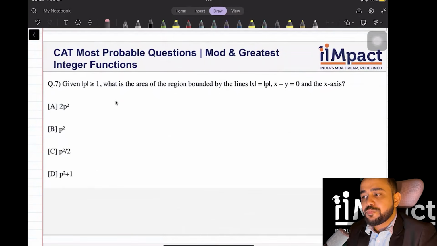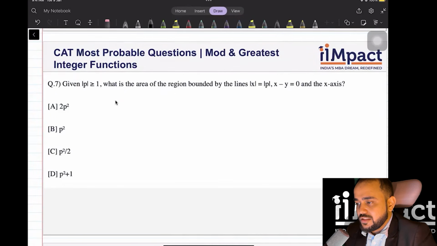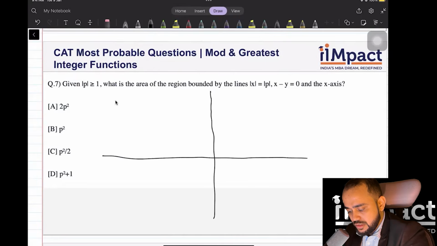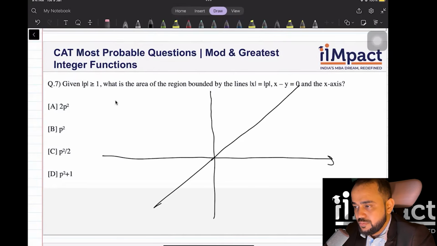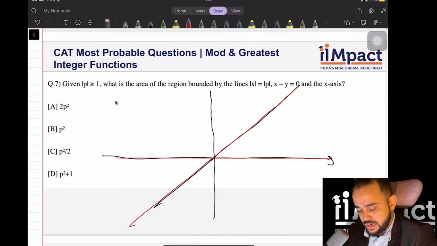Moving on. |p| is greater than or equal to 1. What is the area of the region bounded by the lines |x| is equal to |p|, x minus y is equal to 0, and the x-axis? Again, area has been asked, so I must draw the graph. x minus y is equal to 0 is going to be a straight line like this, passing through the origin. Let me maybe mark this with red so that we don't confuse. Now, the x-axis is also part of the boundaries that we are going to look at.